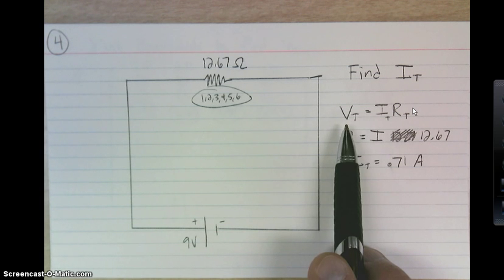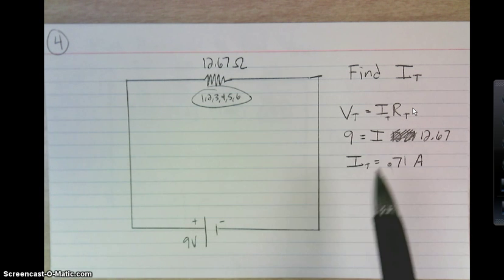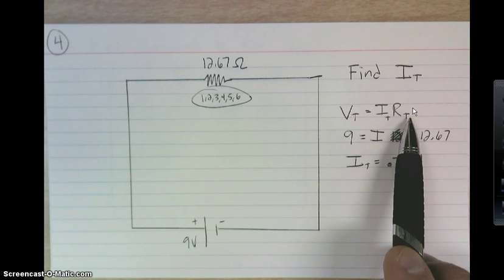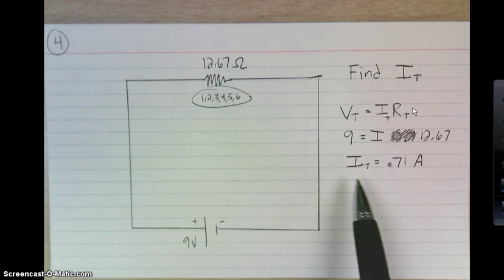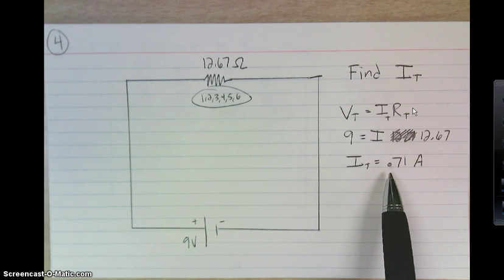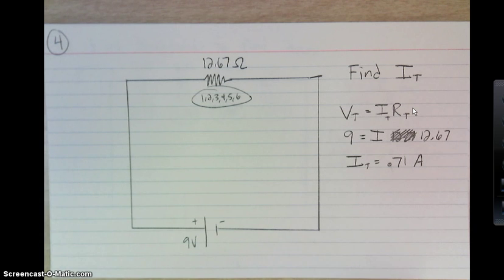Okay, so we know the total voltage through the cell, or through the circuit, is 9 volts. Okay, and then the total resistance was 12 2/3. Okay, so then that allows us to solve for the total current, which ends up being 0.71 amps. Okay, so reminder that one of our rules was the current flowing into any junction must be the same amount of current that comes out of the junction, right?